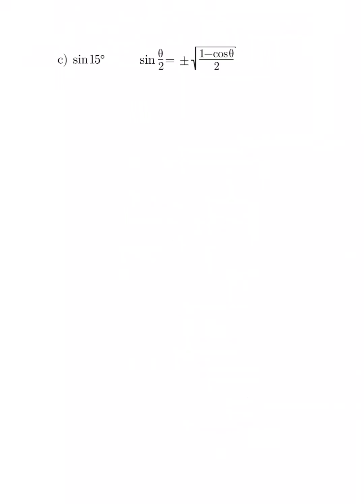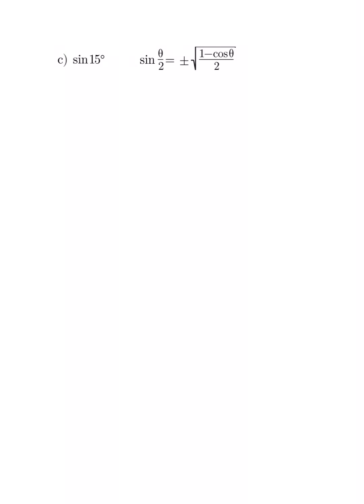Our final example for half-angle identities asks us to find the sine of 15 degrees. Again, 15 degrees is not on the unit circle, but it is half of an angle that is on the unit circle. Because it's a sine function, we want to use the sine of theta over 2 equals plus or minus the square root of 1 minus cosine theta over 2. Because the plus and minus is out front, we have to determine, first of all, should we use the positive or should we use the negative?